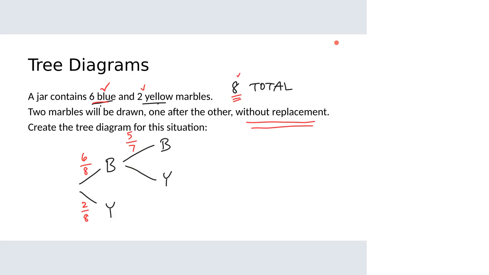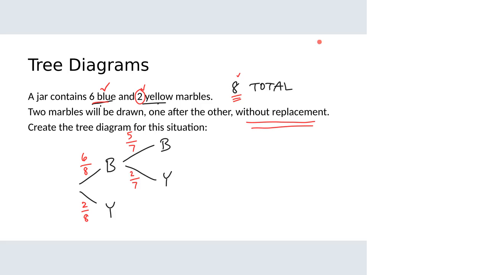And this is a beautiful reminder of probability of successes over outcomes. I started with 8 marbles. I picked out a blue one and I left it out. So I only have 7 marbles left in the jar. I started with 2 yellows. I picked out a blue one, so both yellows are still in there. So the probability of yellow is 2 out of 7. Excellent, Jessica, very good.